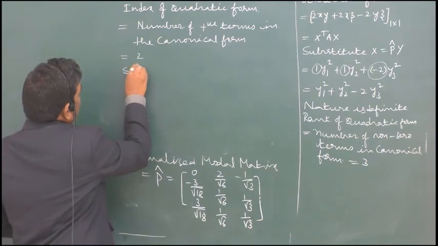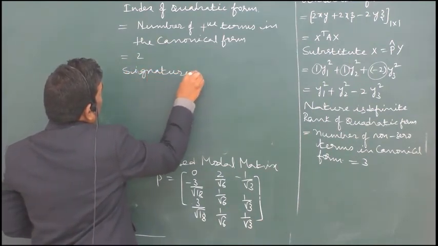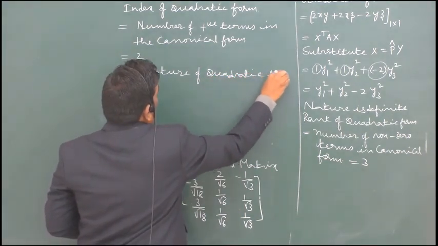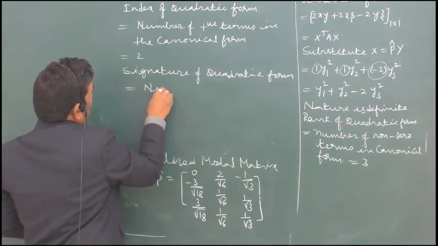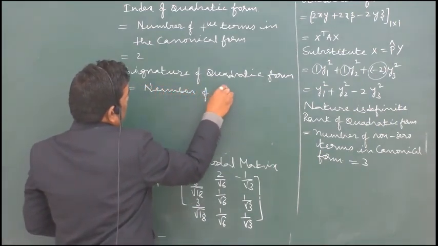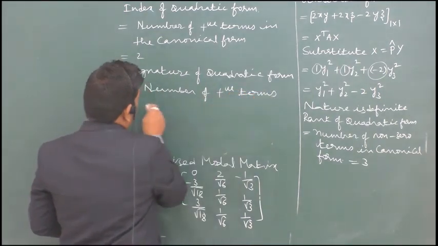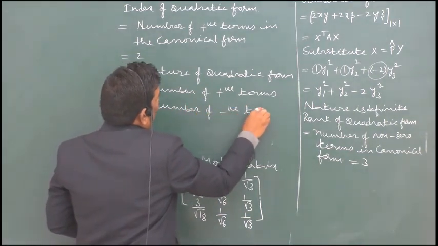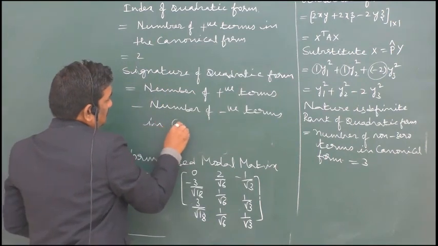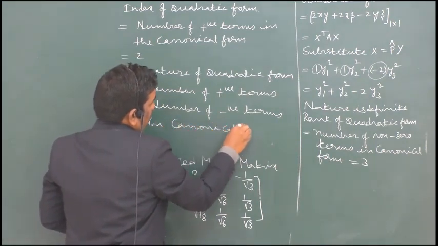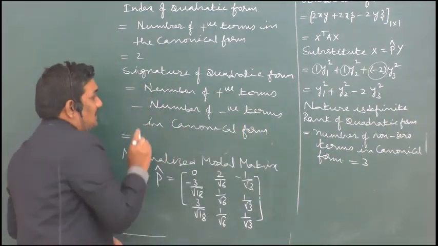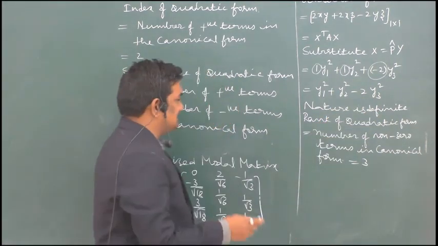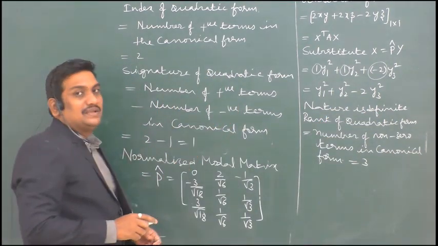And the last one, the signature of the quadratic form. It is the difference between the number of positive terms and the number of negative terms in the canonical form. Here the number of positive terms is 2 and the number of negative terms is 1, and the difference is 1. So 1 represents the signature.